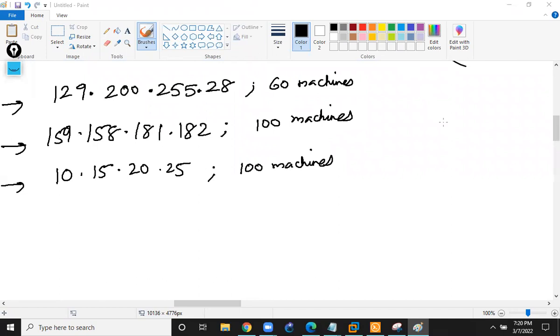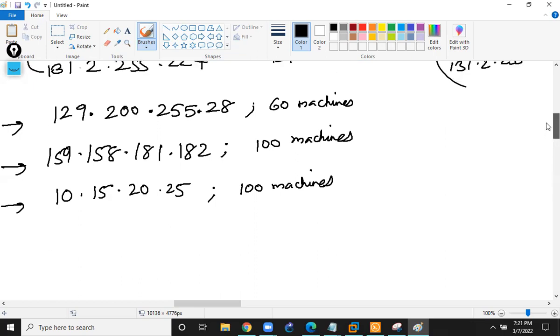Please explain the last three IPs. How to find out the required subnet mask. Rakesh, I suppose you asked me how to find out the required subnet mask, right? No. Then how to find out the last three IPs? I mean, the last three IPs. Is it? Yes. Okay. So for the last three IPs, it's simple.